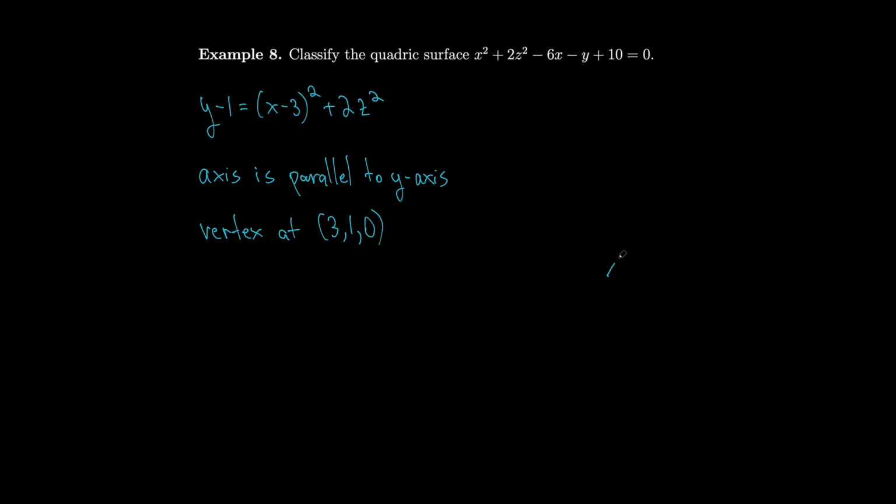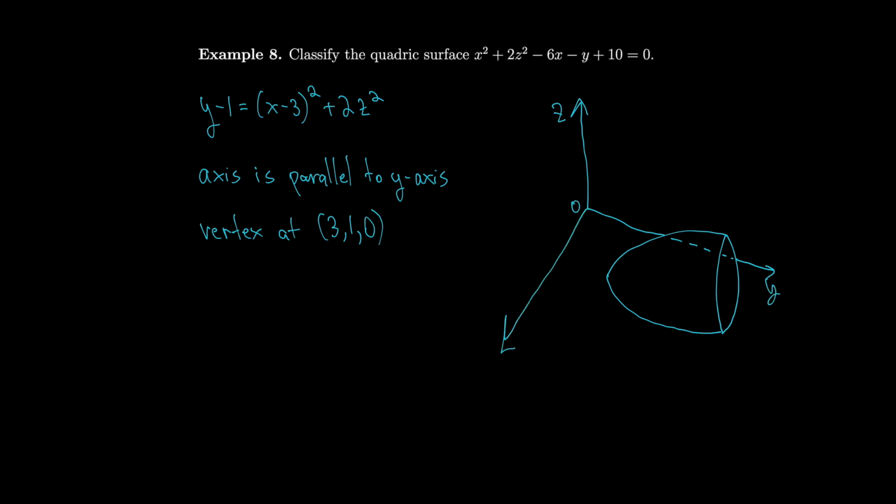So let's try drawing this. We have our elliptic paraboloid. I'm drawing it horizontally now because its axis is parallel to the y-axis. And I'll draw the axes a little bit farther away. So here's z, and here's y, and then here's x, and here's the origin. Okay, so that means that still if we slice it, we get these nice parabolas over here, and obviously we get ellipses if we slice vertically. And our vertex is at 3, 1, 0.